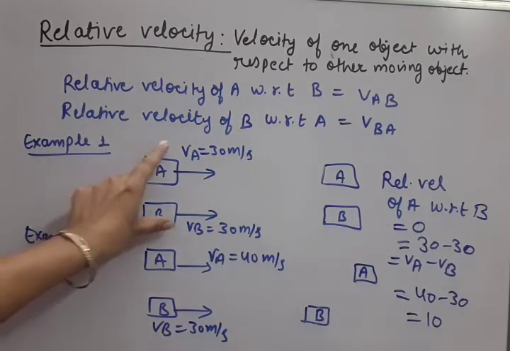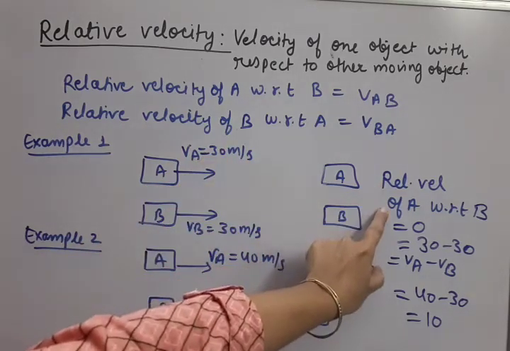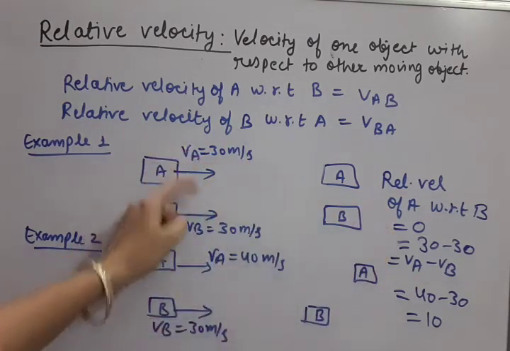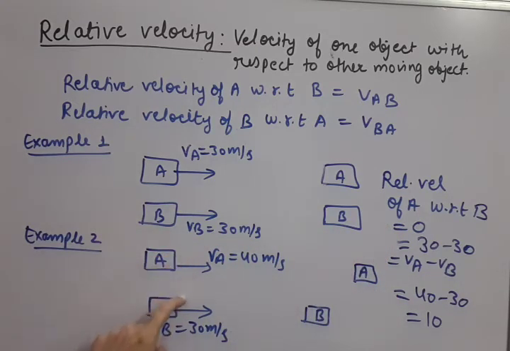Here the two trains were moving with the same speed, so the relative velocity answer came 0, because 30 minus 30 is 0. And when the speeds are different, then the relative speed is again the difference of the two. So 40 minus 30, the answer is 10 meter per second.